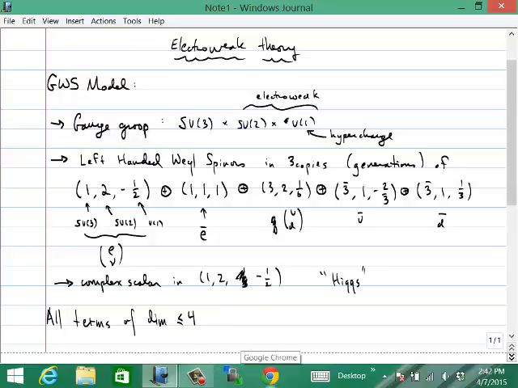That is to say, all of the relevant terms in the action which will survive at low energies, allowed by the symmetries of the theory. So by Lorentz invariance and gauge symmetry. So that's it. That's the standard model of particle physics.